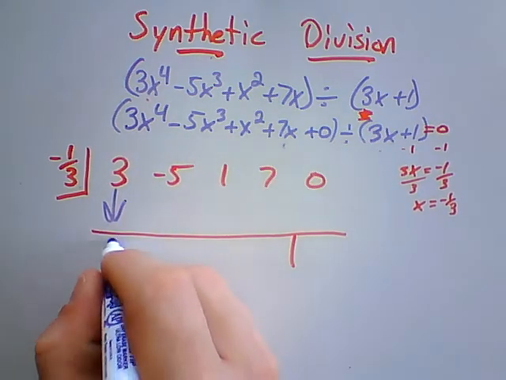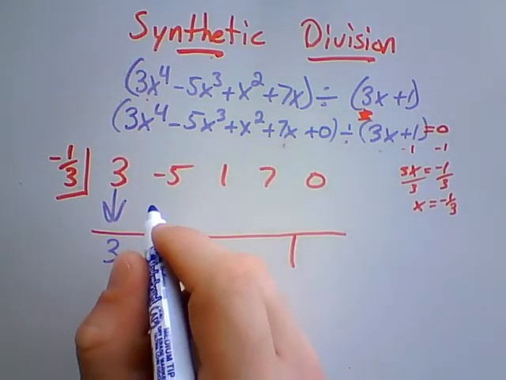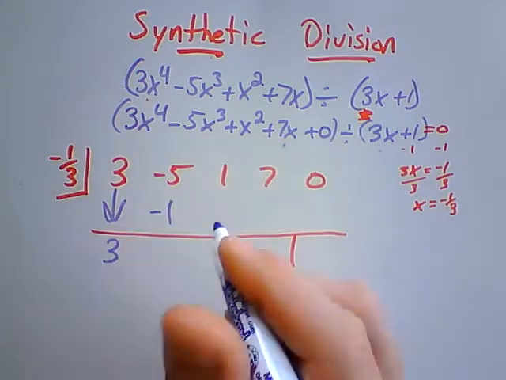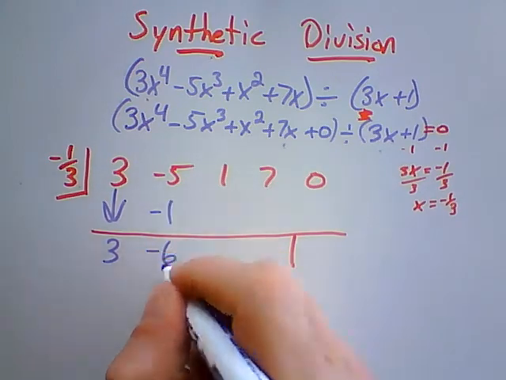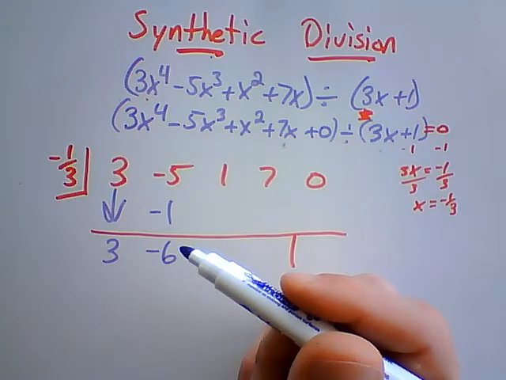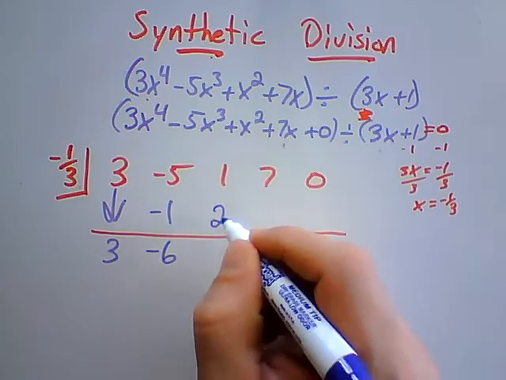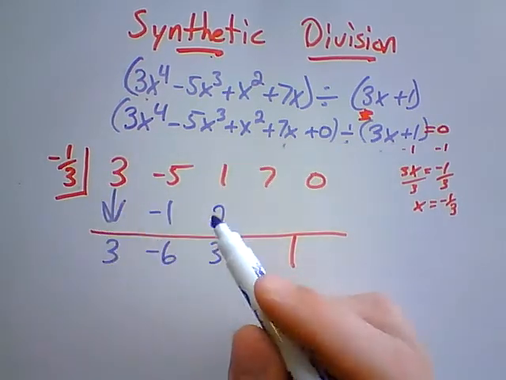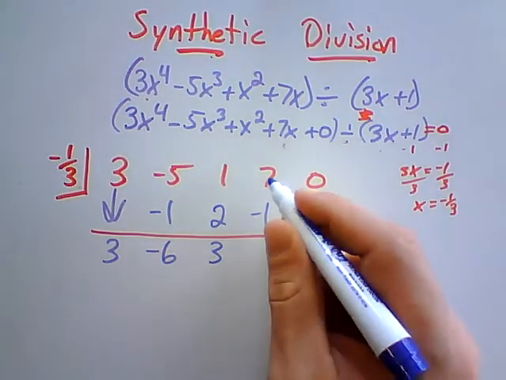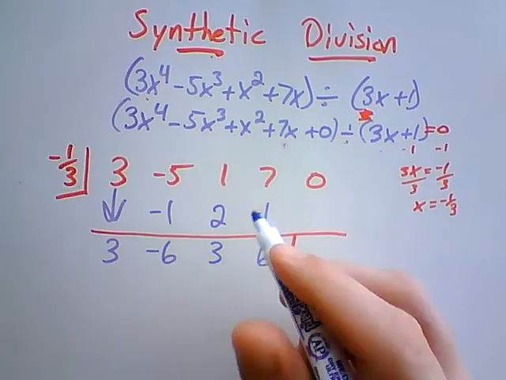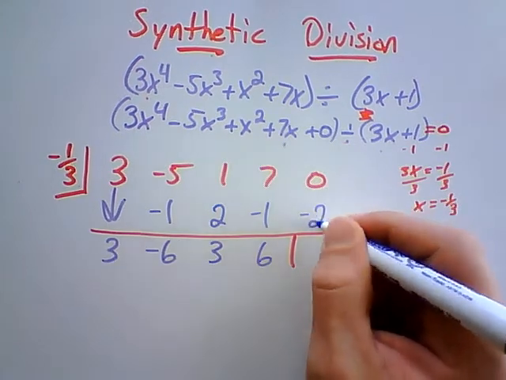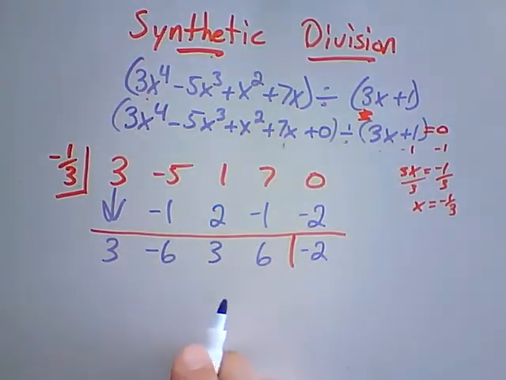I bring down my 3. 3 times negative 1/3 happens to be negative 3 over 3, which is just negative 1. Negative 5 and negative 1 is negative 6. Negative 6 times negative 1/3 happens to be positive 6 over 3, which reduces to 2. 2 plus 1 is 3. 3 and negative 1/3, negative 3/3, which ends up being just negative 1. Negative 1 and 7 is 6. 6 and negative 1/3 is negative 6 over 3, which is just negative 2. And that adds up to negative 2.